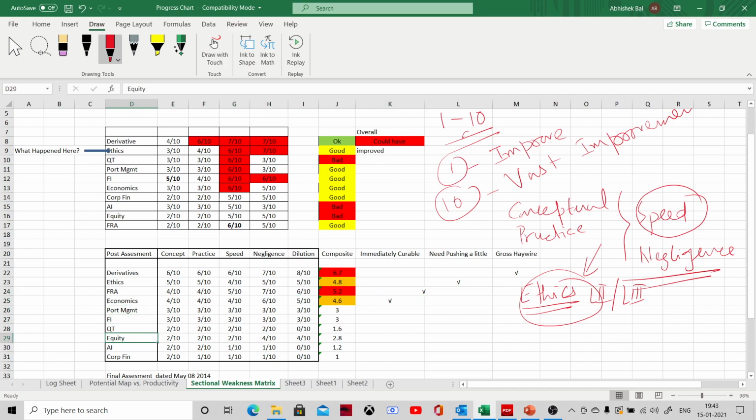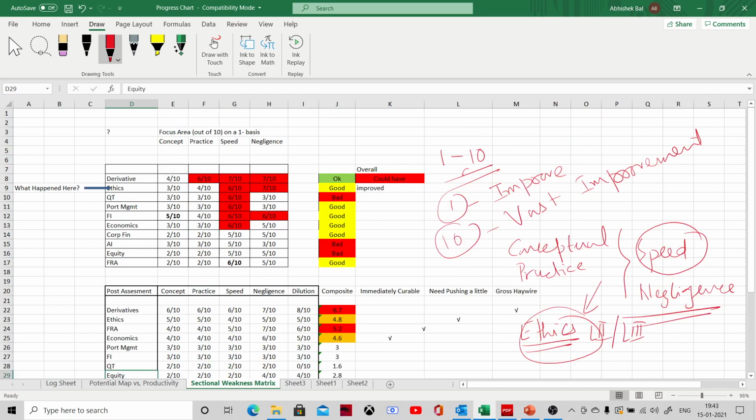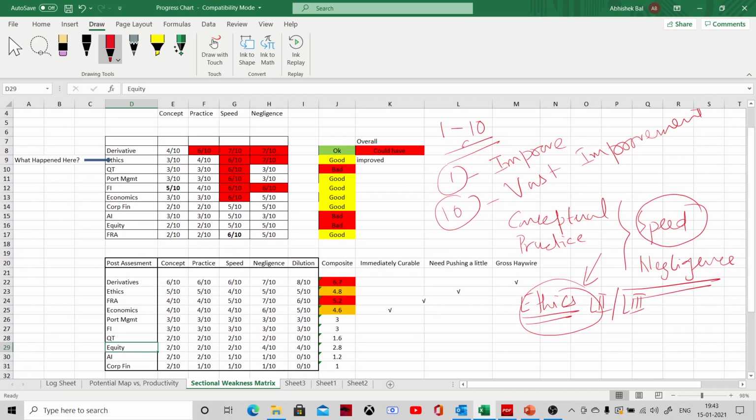Okay, so this is how I assessed myself, and this is again a little bit of mathematics. Let's not get into it. It's pretty complicated how I do it.